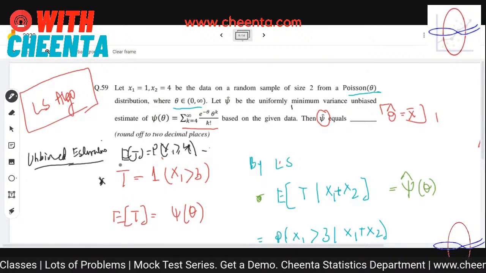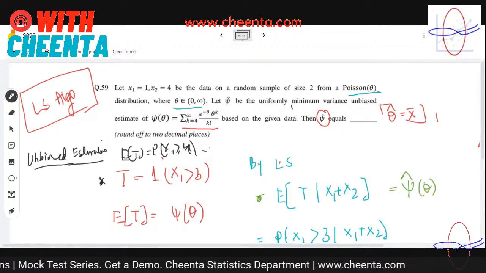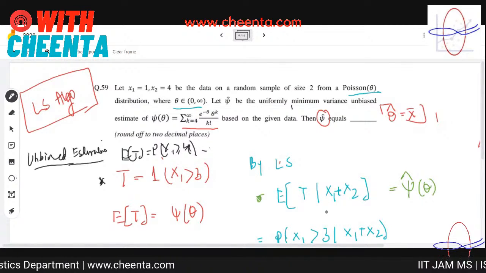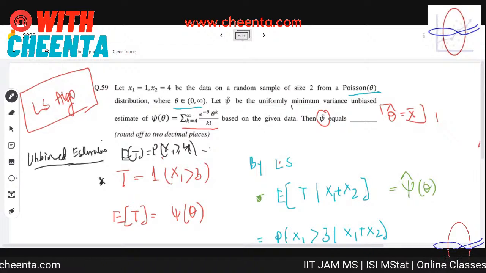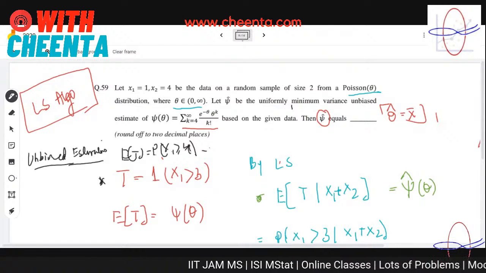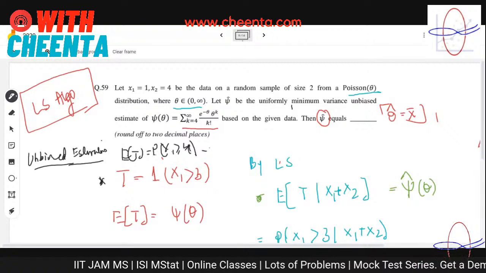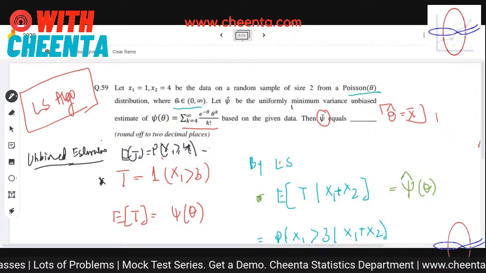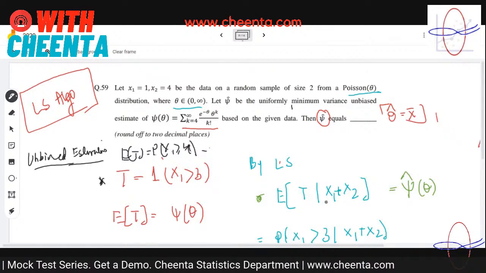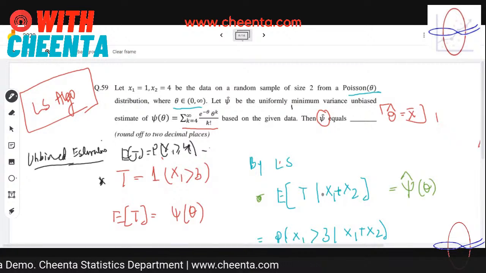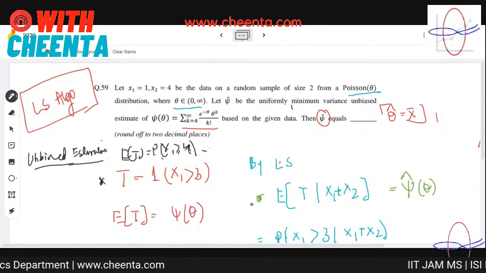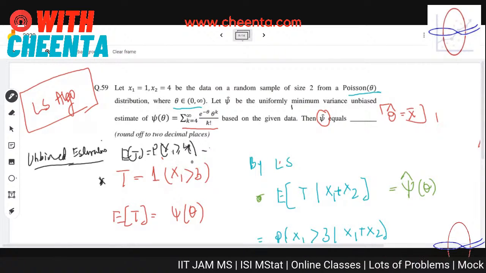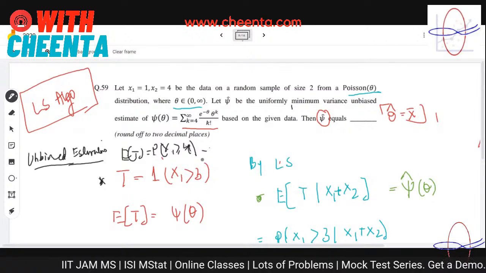Now what does Lehmann-Scheffé tell us? Once you have T, you have to condition T on the complete and sufficient statistic of theta. If you condition on that, you get the UMVUE. That's what Lehmann-Scheffé tells us.